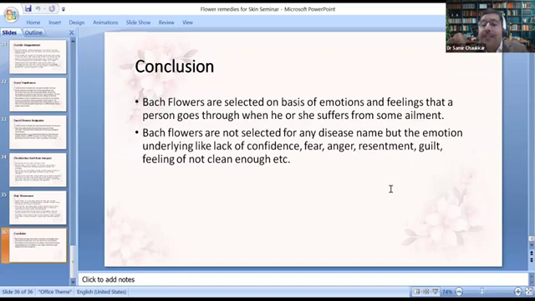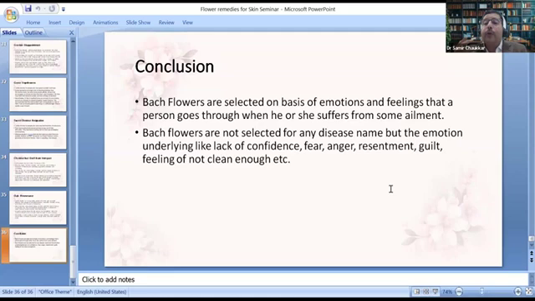Sometimes I feel homeopathy is easier than Bach flowers. Remember, because in homeopathy, you also have physicals to help you. You've got cravings, aversions, thirst, sleep, discharges. You have these things to help you corroborate your prescription. But in Bach flowers, it's not like that. Bach flowers is completely on emotions and feelings.